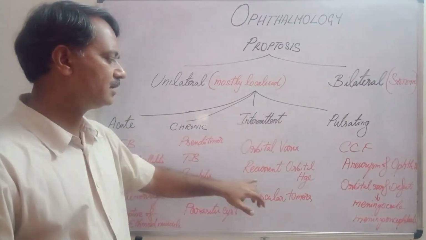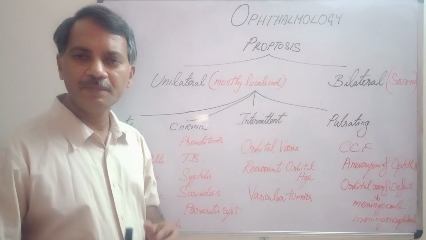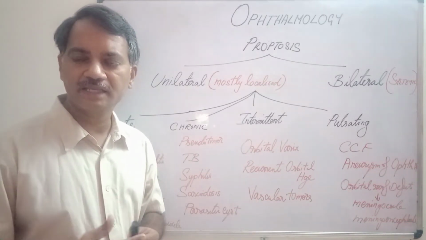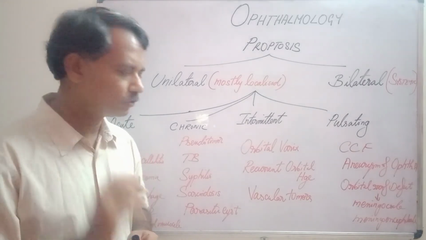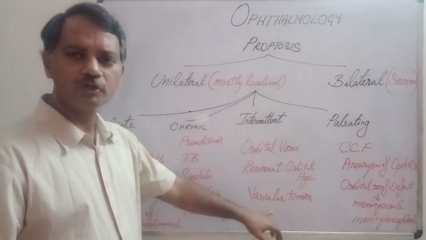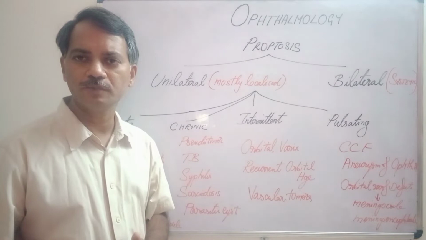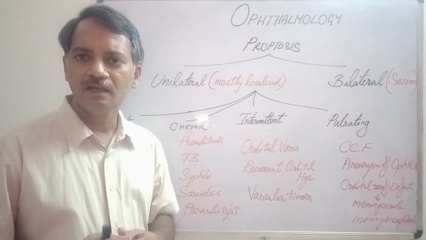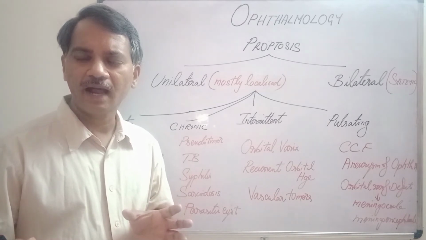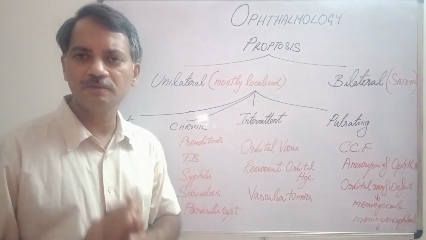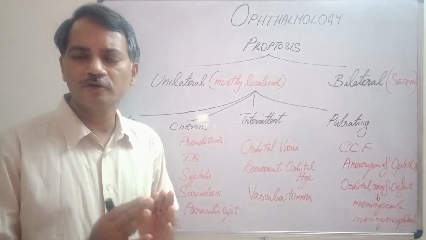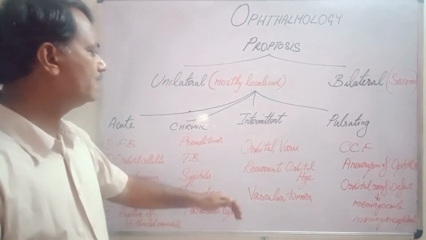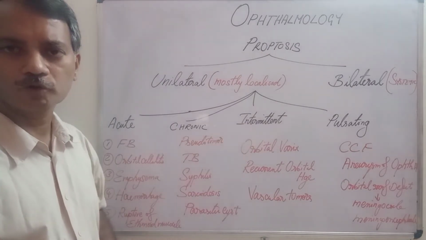Next is the recurrent orbital hemorrhage. In people having bleeding disorders, recurrent hemorrhages can occur in the orbit, leading to a proptosis. Highly vascular tumors like hemangiomas can suddenly become bigger and the proptosis will be prominent. They may resolve for some time. So those things also will lead to unilateral intermittent type of proptosis.